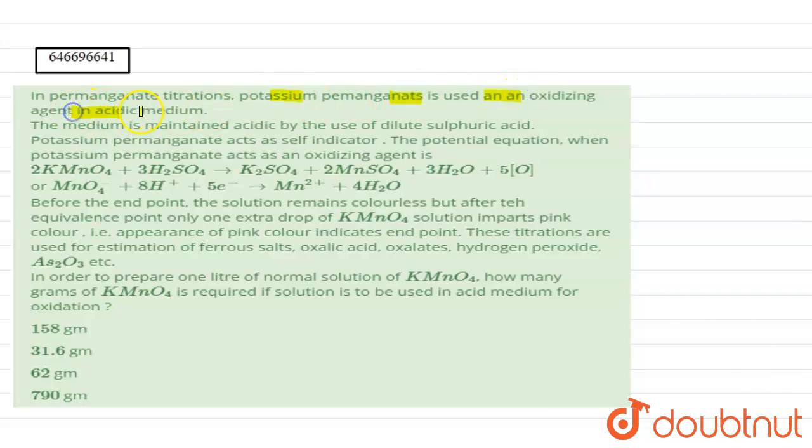Hello students, in the given question, we have been provided that in permanganate titration, potassium permanganate is used as an oxidizing agent in acidic medium. The medium is maintained acidic by the use of dilute sulphuric acid. The reaction is also provided to us.